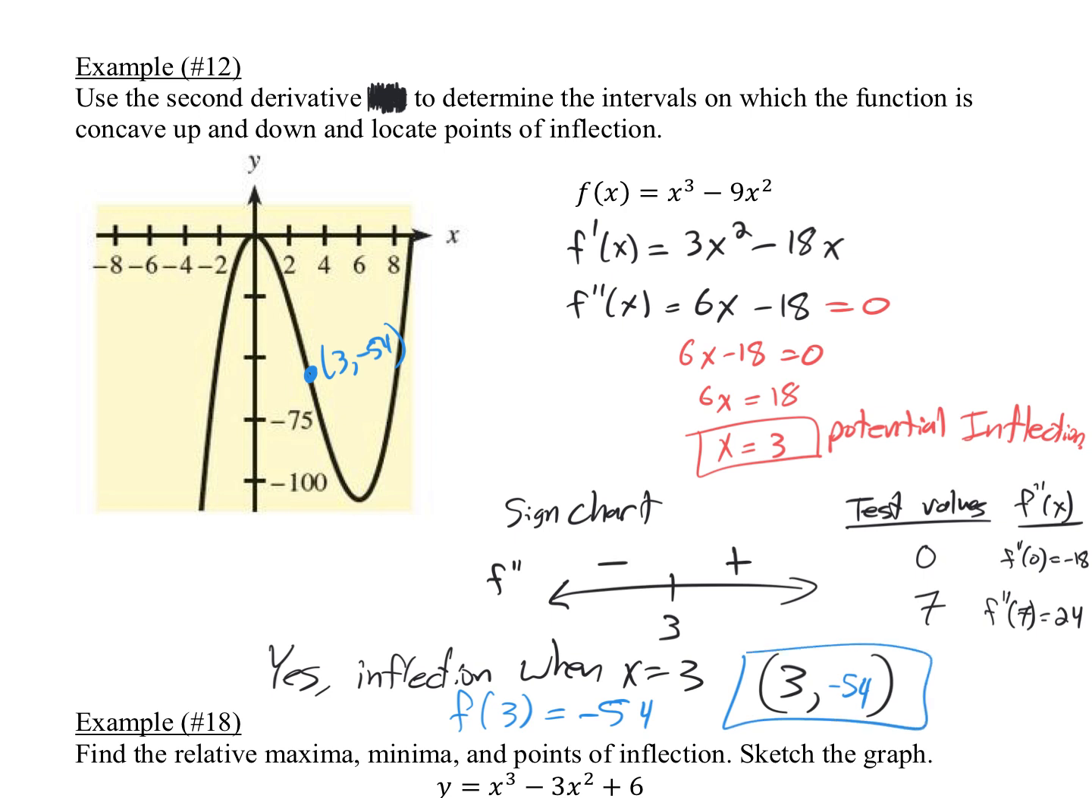What you see on the sketch of the graph should confirm that this is a point of inflection. Everything to the left of this x value, the graph looks like a downward facing bowl. Everything to the right of this value, the graph looks like an upward facing bowl.